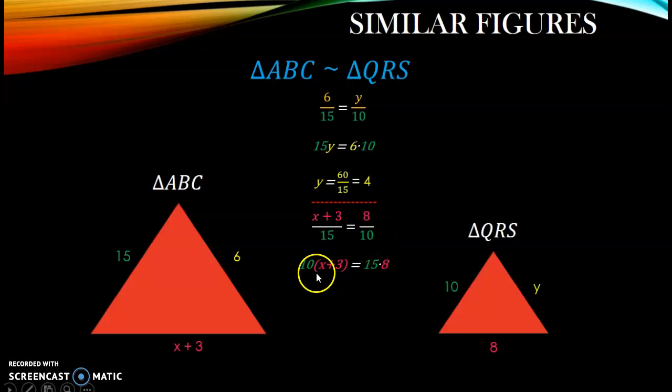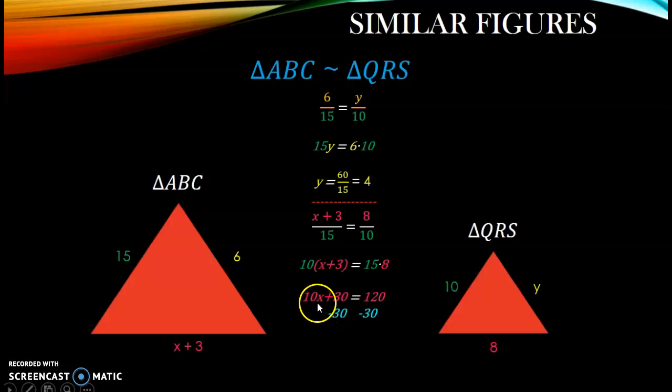So again, 10 times x plus 3, I wrote it down. 15 times 8, I write it down. Now I got to go and simplify and break it down. So right here I got to distribute to get rid of parentheses. 10 times x gives me 10x. 10 times positive 3 gives me positive 30. And then I simplify 15 times 8 to get 120.